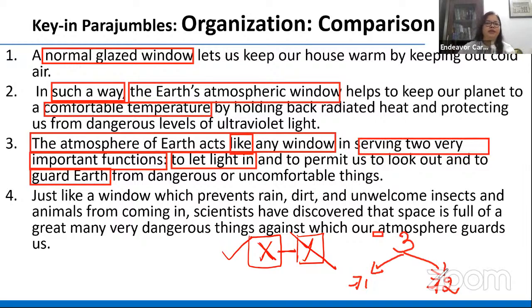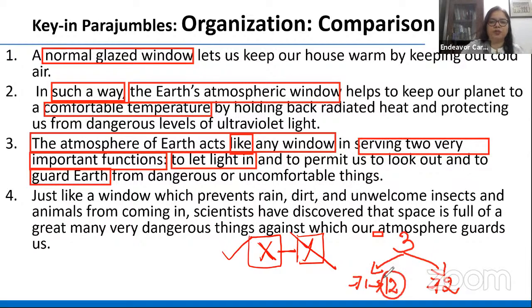Now I have a sequence presented in one of the sentences, which means I will want to follow that sequence. I will want to bring up a sentence that talks about function 1 first, and then go on to sentences that present function 2. Which sentence presents function 1? A normal glazed window lets us keep our house warm by keeping out cold air. In such a way, the Earth's atmospheric window helps to keep our planet at a comfortable temperature by holding back extra light and heat. That is function 1, which means after 3, I will talk of 1 and 2.